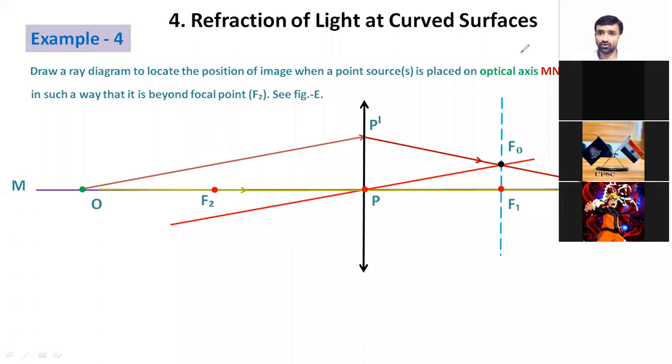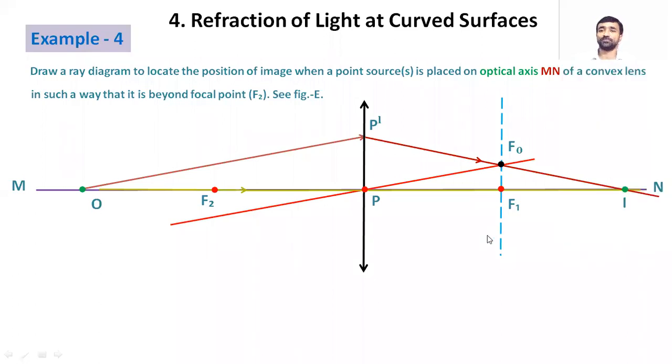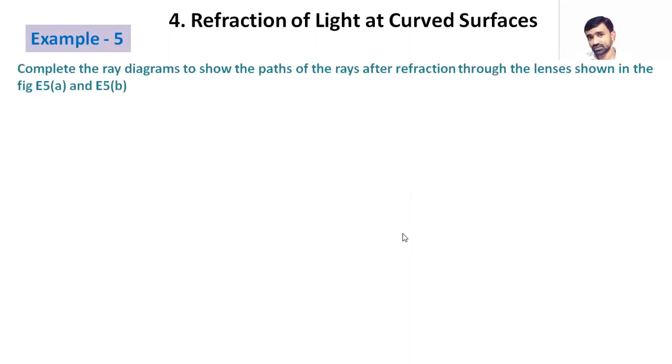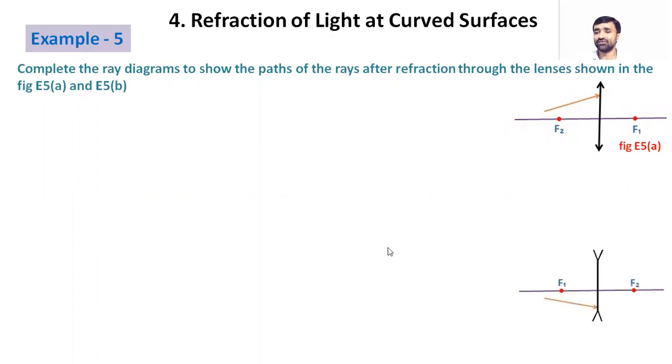Right. So now we'll go for example 5, similar to this one. After completing example 4 and example 5, I will give you 2 problematic diagrams. Look at example 5. Direct figures are already given. Complete the ray diagrams to show the paths of the rays after refraction through the lenses shown in the figures E5A and E5B. So what is E5A? Like this, right? And E5B is given like this.